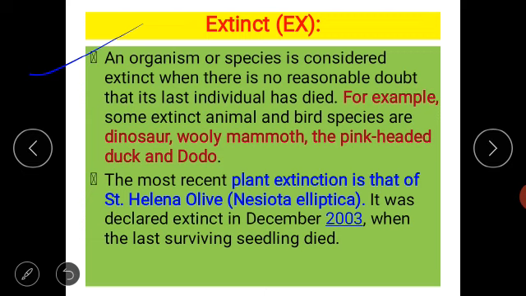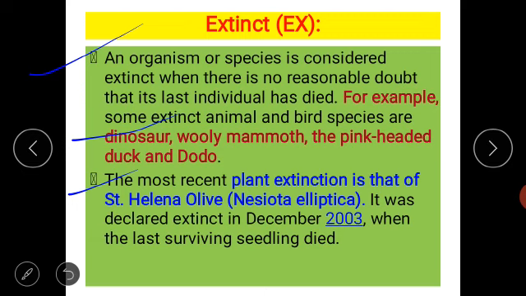Now the extinct species are part of history. These animals are not found on the earth because they are all killed. For example, some extinct animals and bird species are dinosaurs, woolly mammoth, pink-headed duck, and dodo. So, a few images I will show you of extinct species.